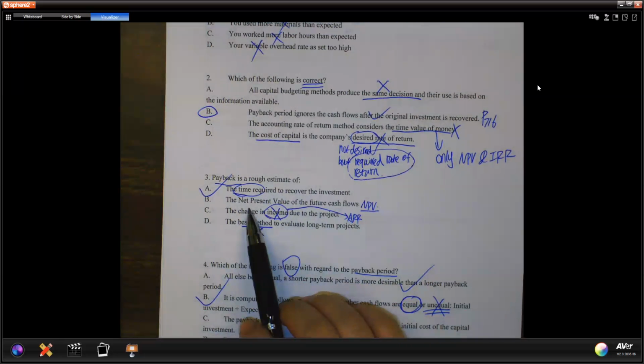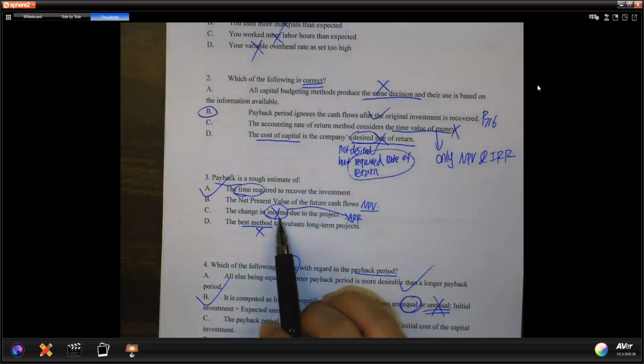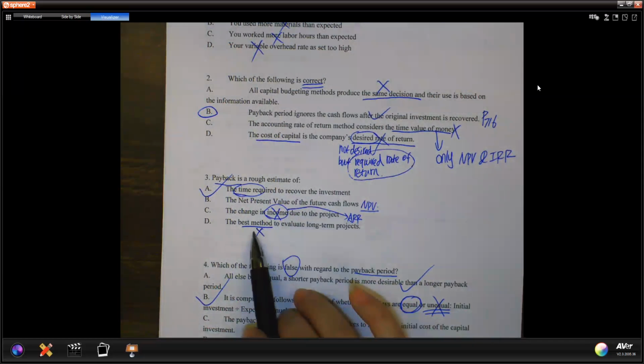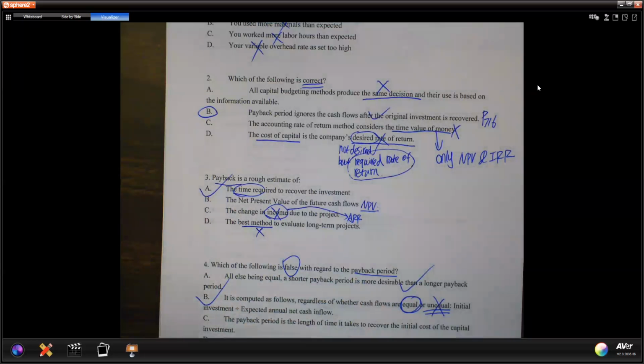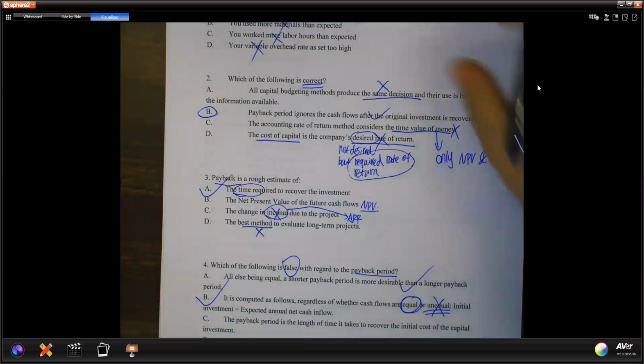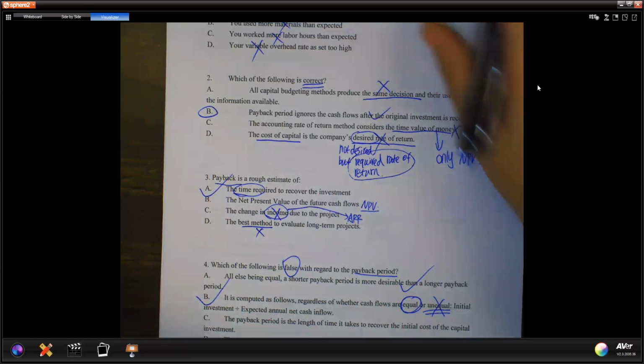And then it's not about NPV. It's not about your income. Income is only in ARR. It's not the best method for sure. We always use NPV as the best method.